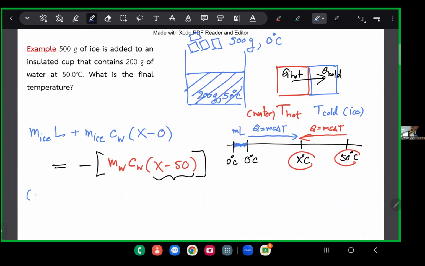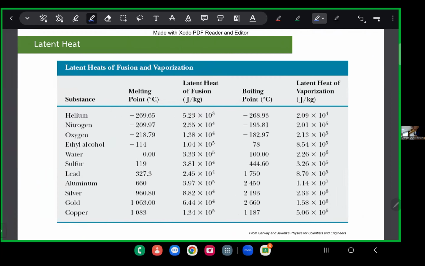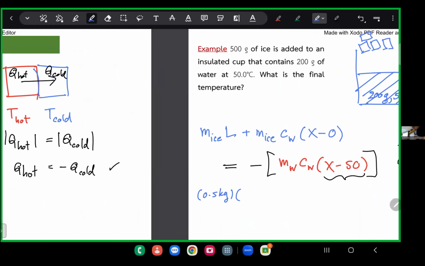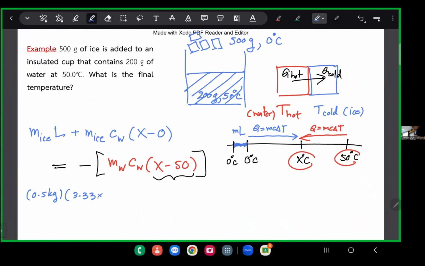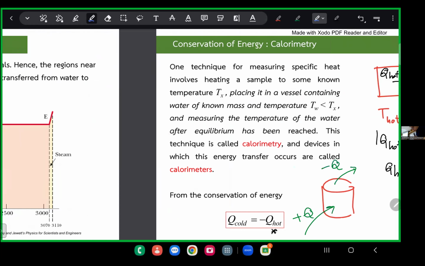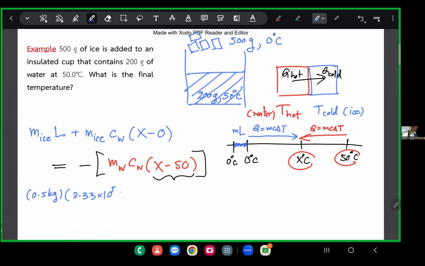M of ice, 0.5 kilogram. The latent heat of fusion, I can go back and take a look at this. Water, here, latent heat of fusion is about 3.33 times 10 to the 5th. What is the unit here? Joules. All right, very good. There you go. Perfect. So let me omit the unit here.